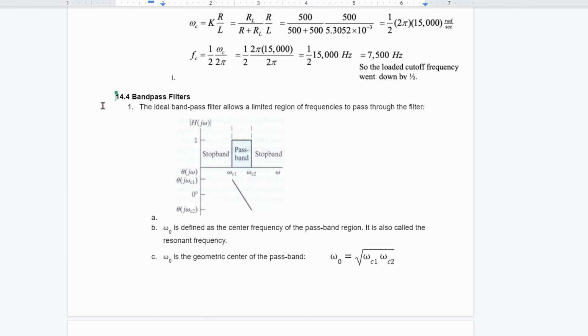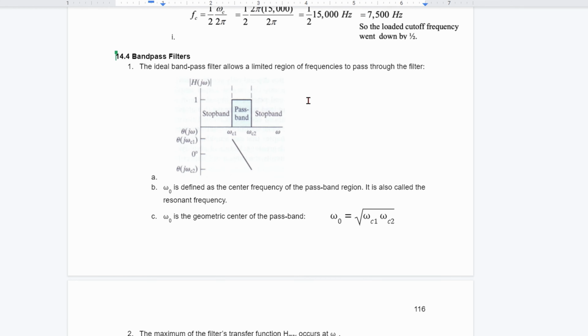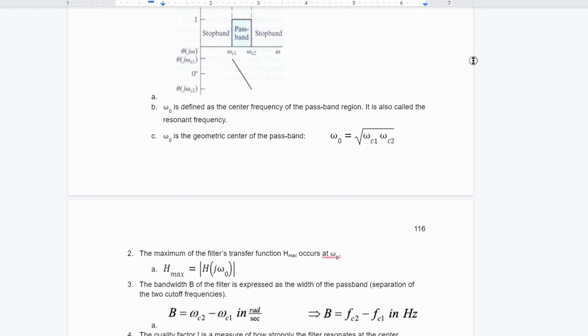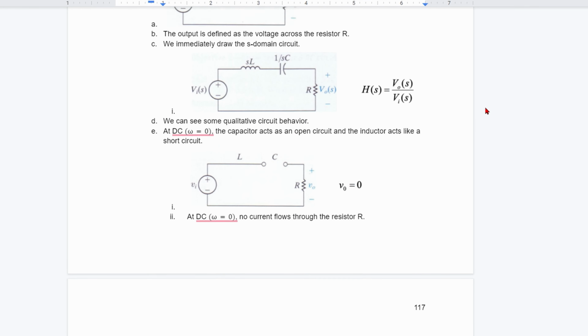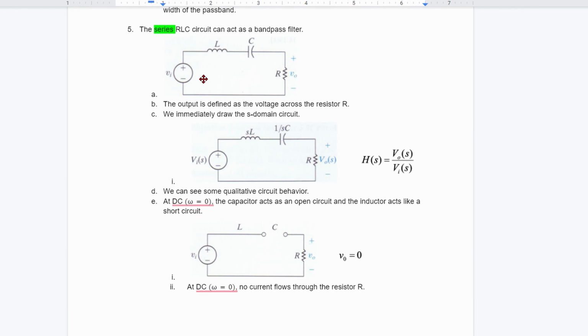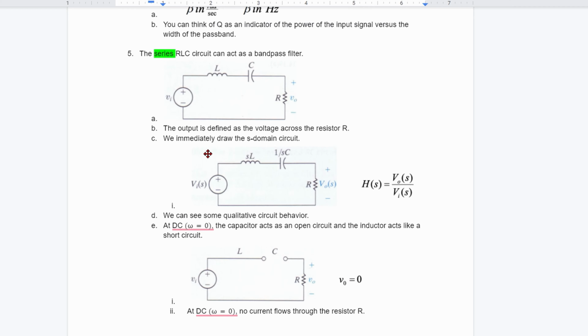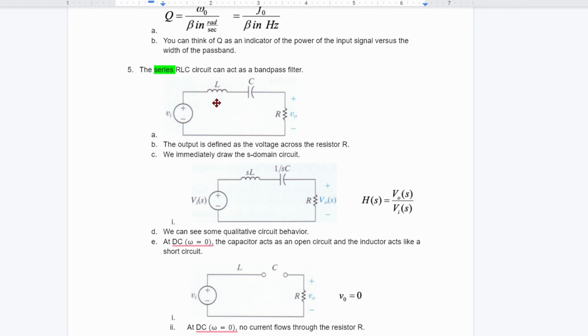There's also bandpass filters, where the bandpass filter allows a limited region of frequencies to pass through our filter. And we have some formulas and how it looks right here. So the series RLC circuit acts as a bandpass. Now for bandpass and band reject, we are going to have series and parallel. For bandpass, we're allowing things through. We have an inductor and a capacitor here.